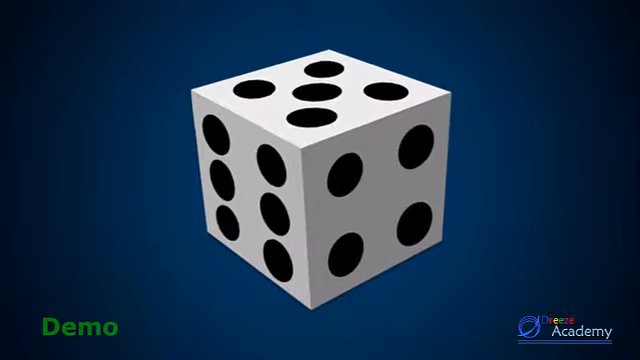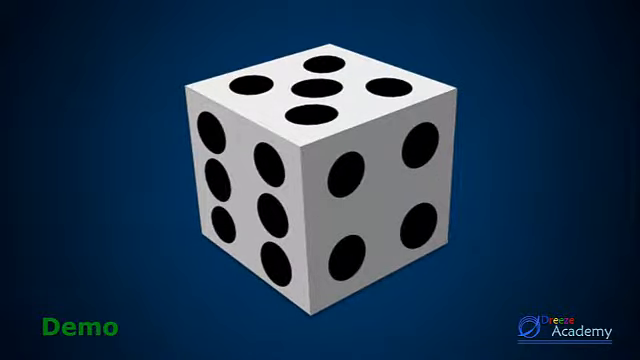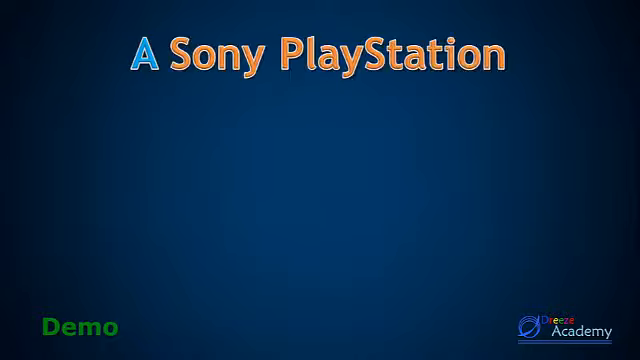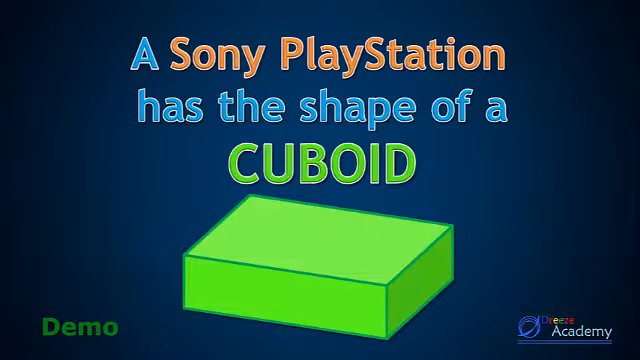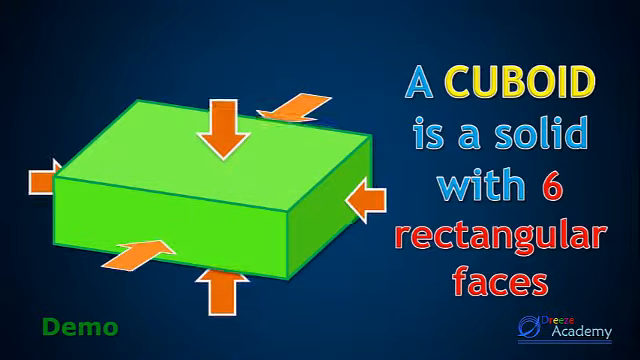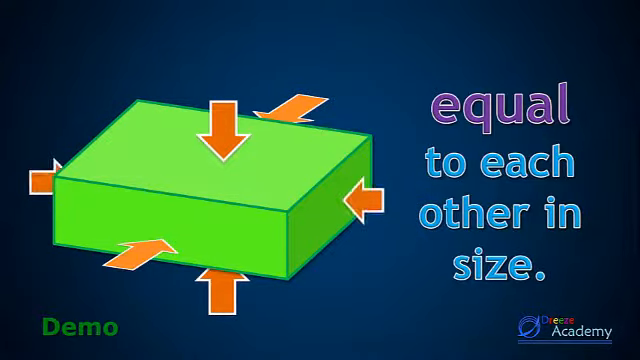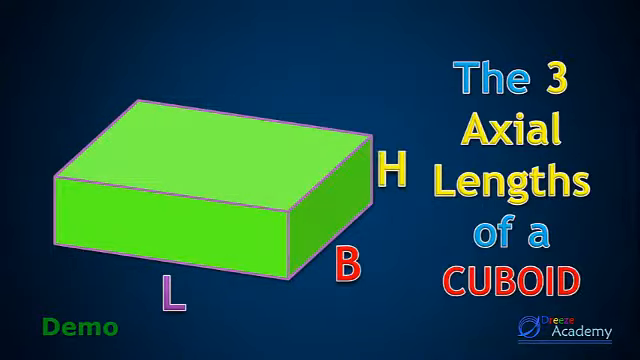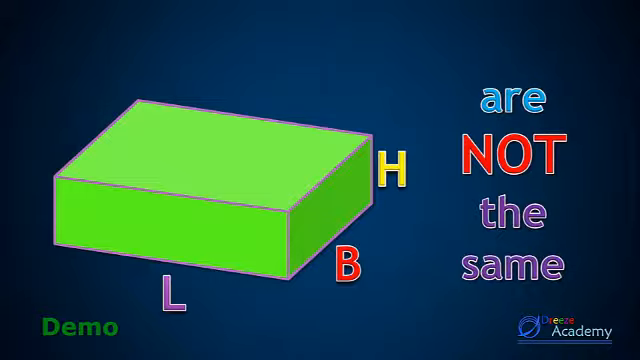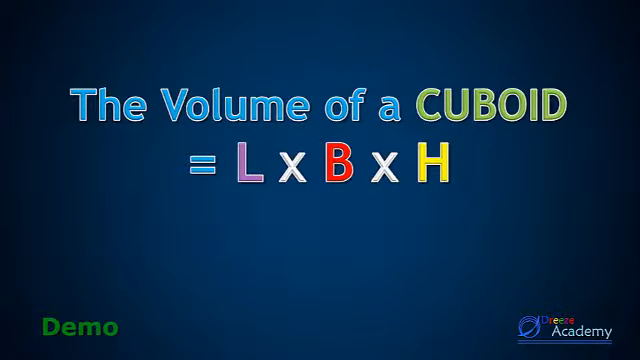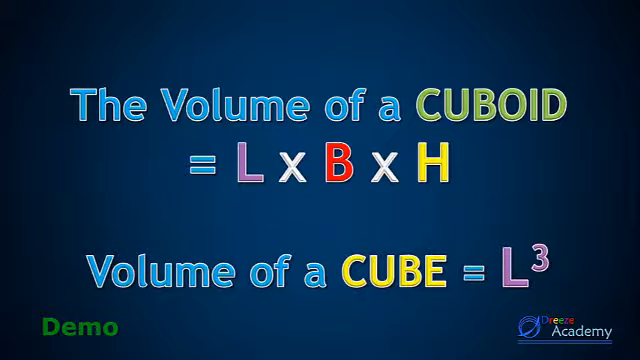So what shape is a PlayStation then, since it's not a cube? Okay, a PlayStation has the shape of a cuboid. But how? A cuboid is a solid with 6 rectangular faces, the opposite faces being equal in size. The 3 axial lengths of a cuboid are not the same. Is that why the volume of a cuboid is length times breadth times height, as against that of a cube, which is length cubed? Yes.